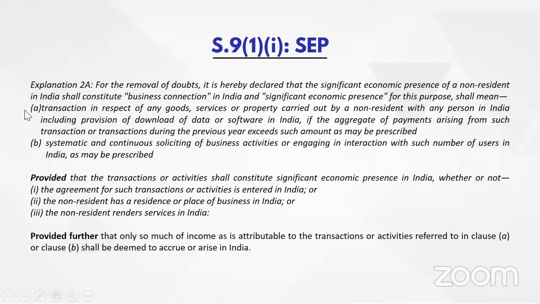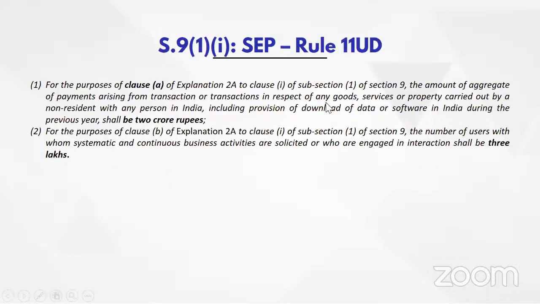It reads: for the removal of doubts, it is hereby declared that significant economic presence of a non-resident in India shall constitute business connection in India, and significant economic presence for this purpose shall mean transaction in respect of any goods, services, or property carried out by a non-resident with any person in India, including the provision of download of data or software in India, if the aggregate of payments arising from such transaction or transactions during the previous year exceeds such amount as may be prescribed. And that amount prescribed, we'll see what that is. But if you read clause A of Explanation 2A, it says transaction in respect of any goods or services with any person in India, providing download of data or software. So now, if you have access to the database and it crosses the threshold, it is rupees 2 crores.